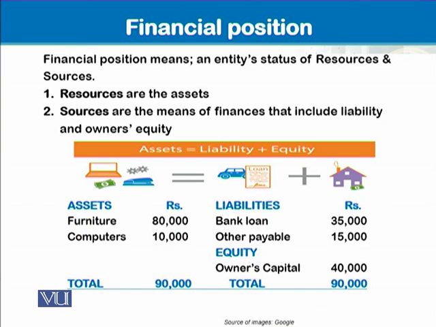For example, in assets we have furniture and computer, total amount 90,000. And in liabilities we have a bank loan and some payables, along with owner's equity, which is owner's capital. And you see both sides are equal in terms of financial position.